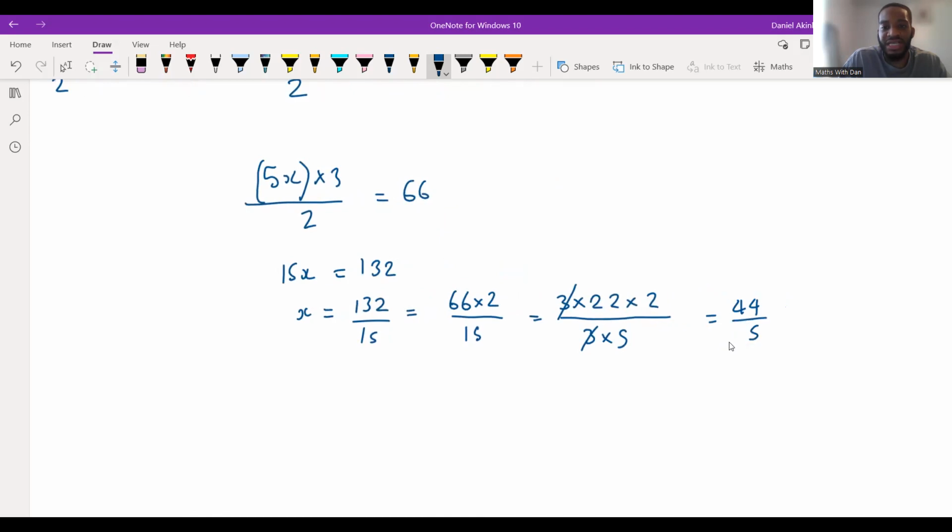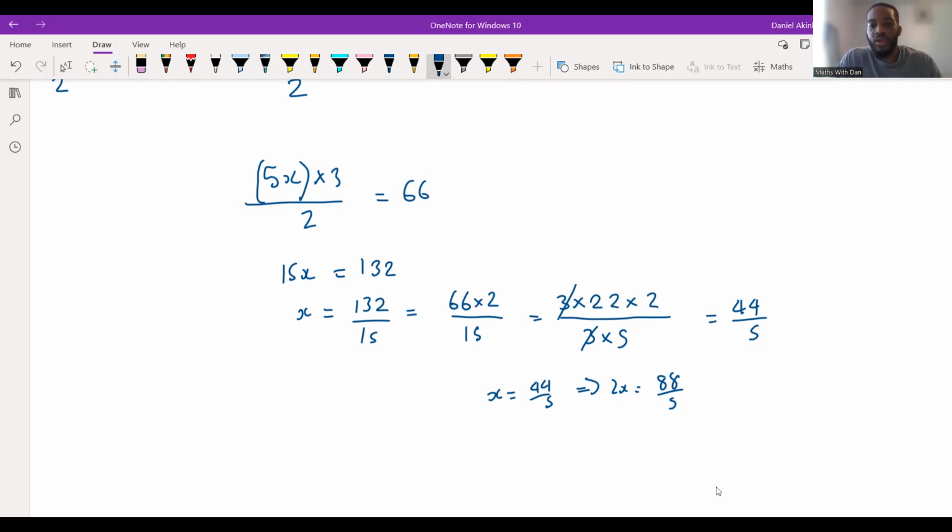So therefore, this is x here. X is equal to 44 divided by 5, right? So now, therefore, we have 2x, which is what we're looking for. 2x will equal 88 divided by 5. Yep, and you can leave it as a fraction. Does that make sense, guys? Trying to make sure we're all okay with that just before we continue.